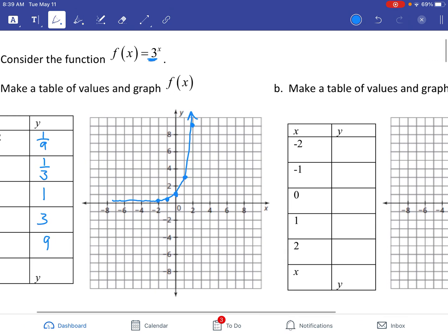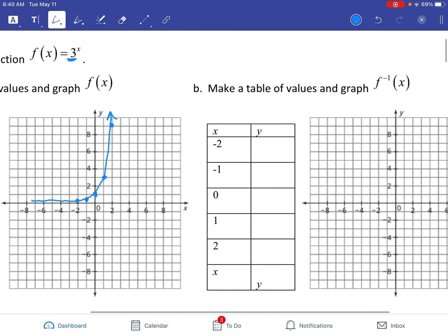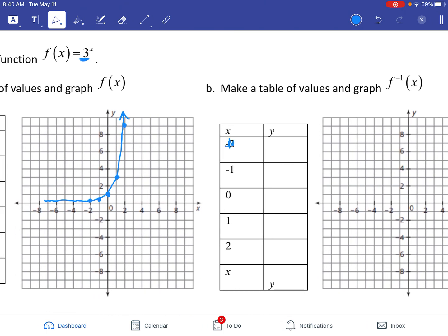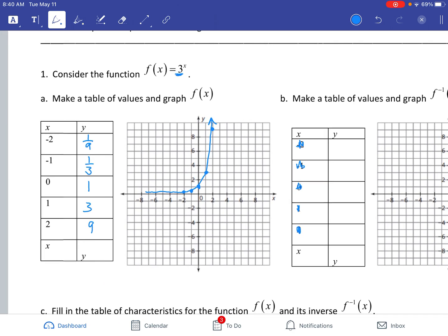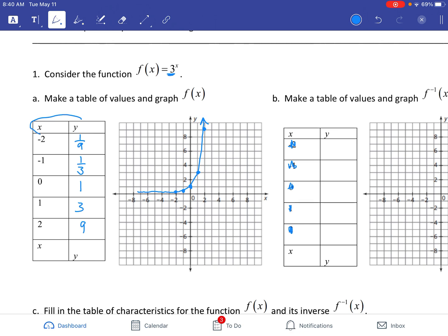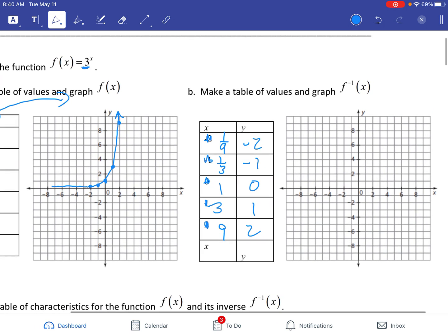Now if we want to make a table of values and graph the inverse, which is over here, what you're going to do is take the values you had from x and y over here and put them over on the other side, but flip them. So the y becomes the x, and the x becomes the y. So you have 1/9 and negative 2, 1/3 and negative 1, 1 and 0, 3 and 1, 9 and 2. So those are your inverse values.